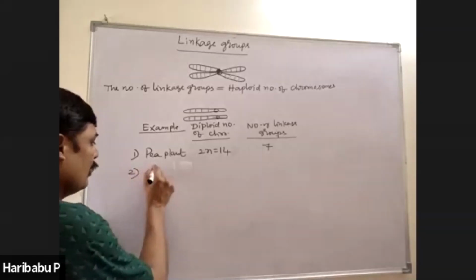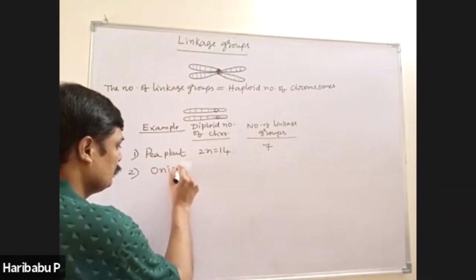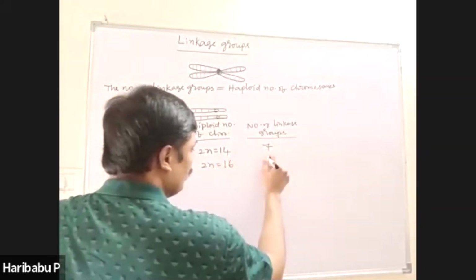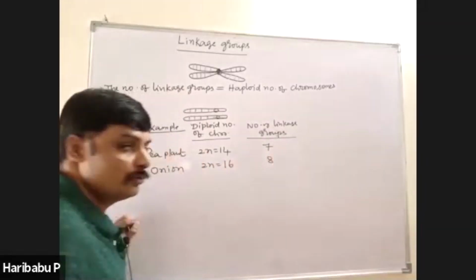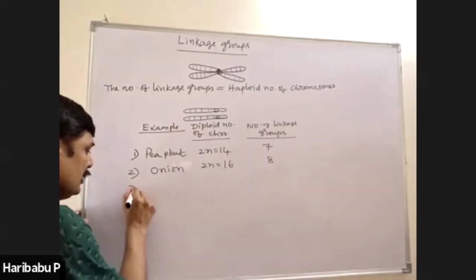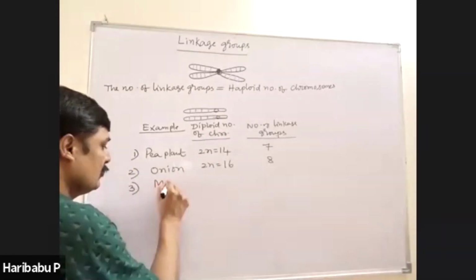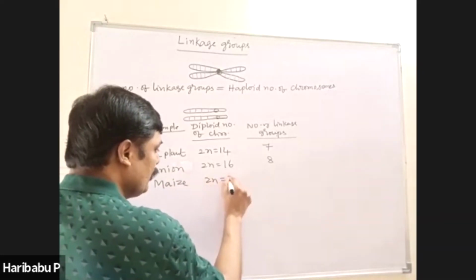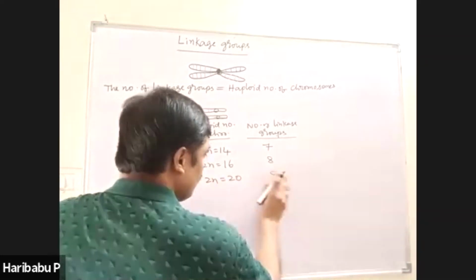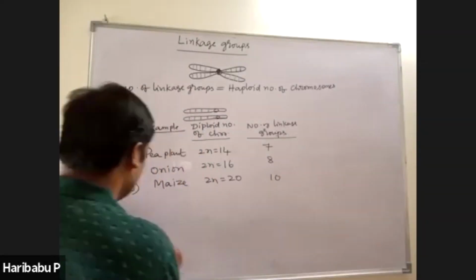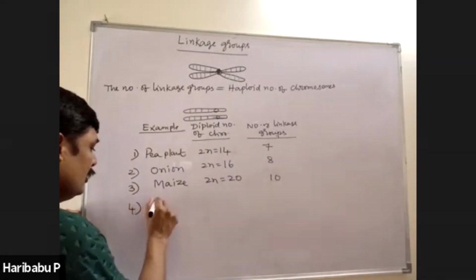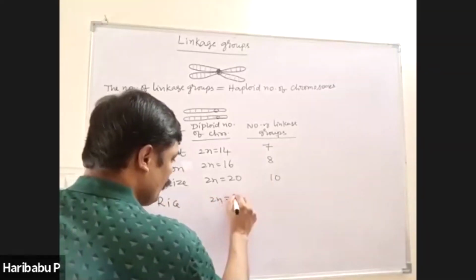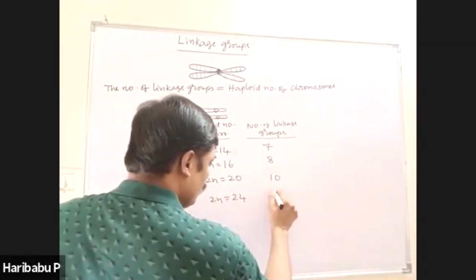Similarly, onion, 2n is equal to 16. Therefore, the number of linkage groups is equal to 8. Similarly, maize, 2n is equal to 20. Therefore, the number of linkage groups is equal to 10. Similarly, rice, 2n is equal to 24, n is equal to 12.